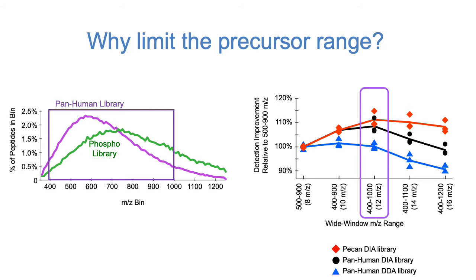However, we only really know that this works for normal tryptic peptides. Other types of peptides, so for example these phosphopeptides, will likely have different optimal ranges. So considering this phosphopeptide library, that would indicate that maybe searching or considering between 500 and 1100 MZ would be a better acquisition strategy.